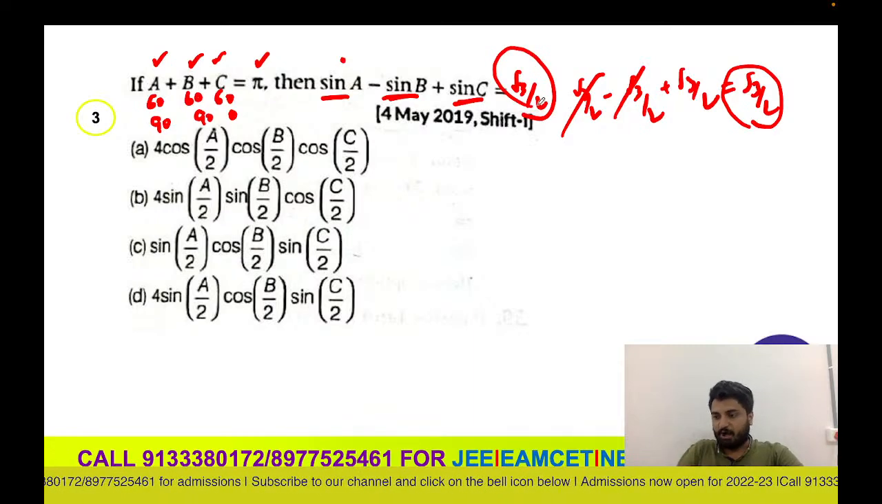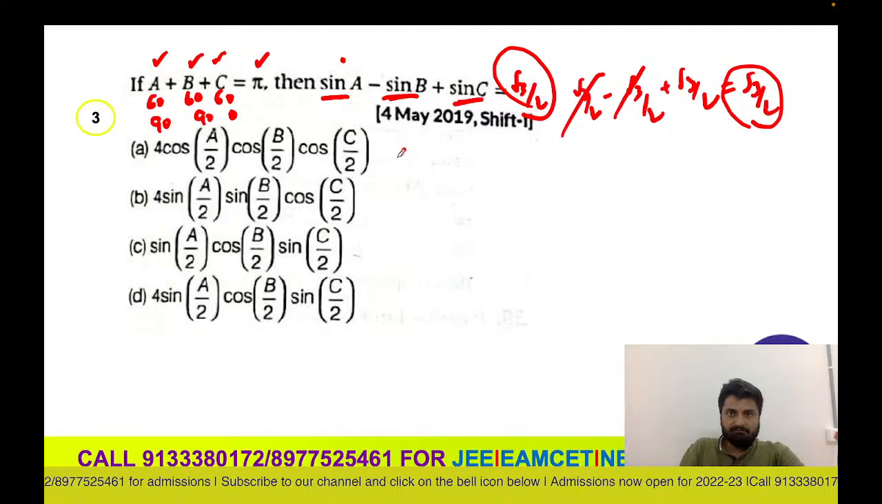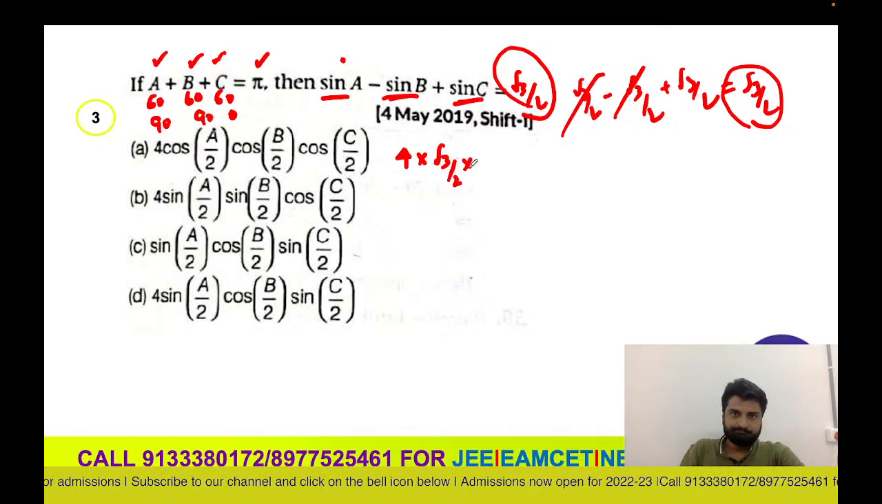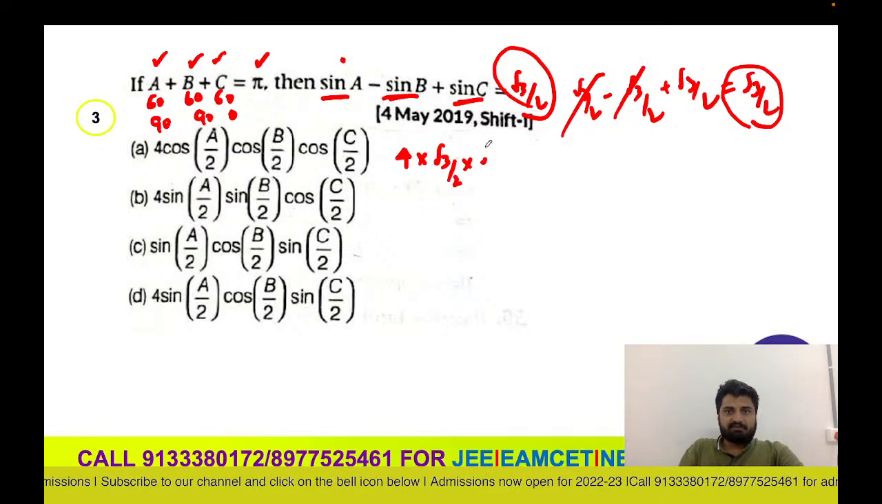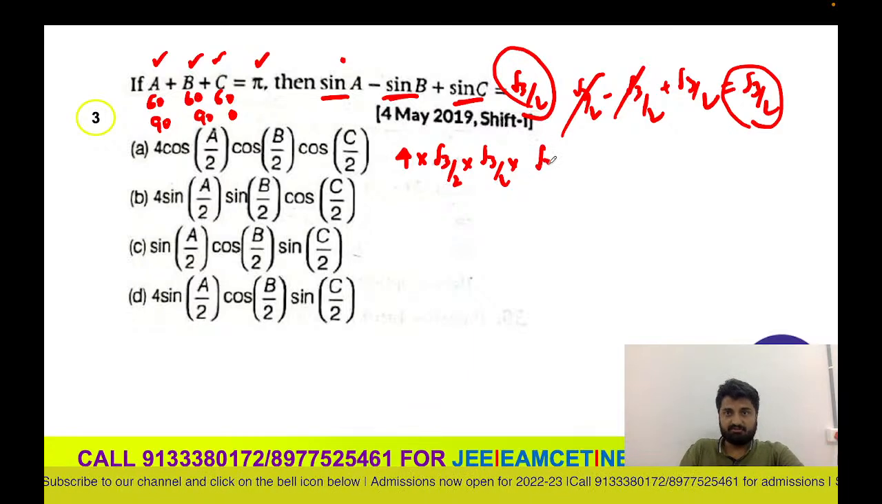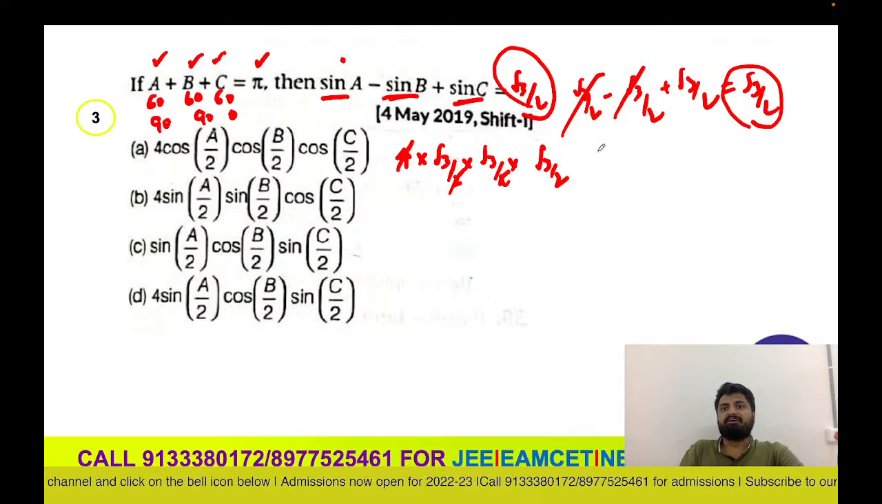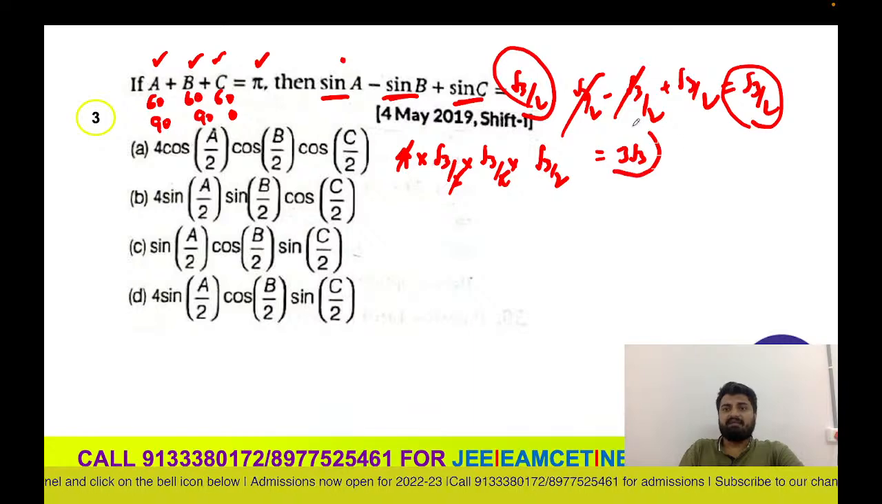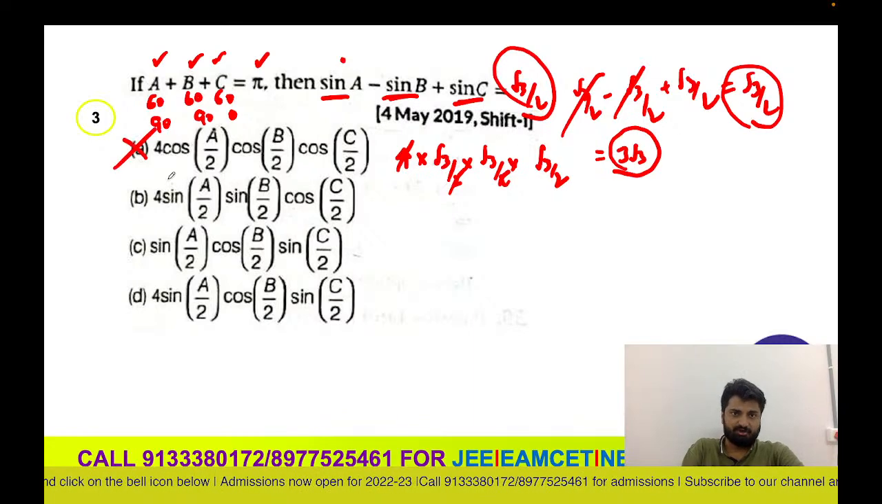Now let's look at the options. First option is 4 times cos A by 2, cos 60 by 2, cos 30 is root 3 by 2. Again cos 60 by 2, root 3 by 2. This is also cos 30, root 3 by 2. 2 to 4 cancels. 3 root 3 into root 3 is 3. We got the answer as 3 root 3 here, which is not possible.